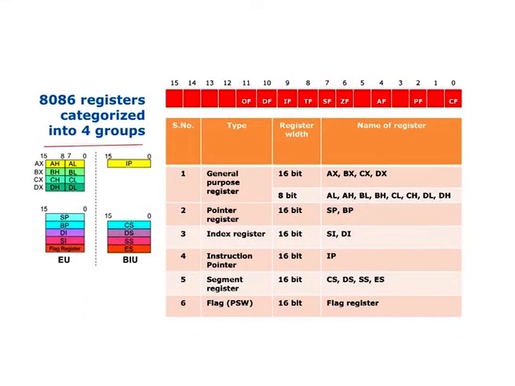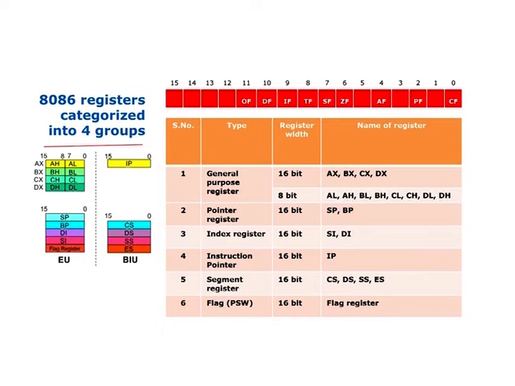Now, let us summarize these registers in a single table. First one is the general purpose registers. It includes AX, BX, CX and DX when we are using them as 16-bit registers, or AL, AH, BL, BH, CL, CH and DL, DH when we are using them as 8-bit registers. Second is the pointer registers. In it we include two registers, that is SP and BP. SP is the stack pointer register, BP is the base pointer register. These both are 16-bit registers.